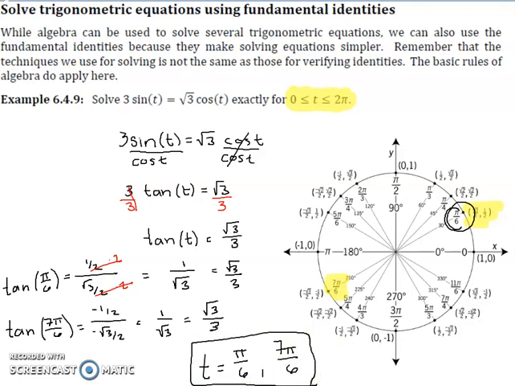Now we might be a little bit concerned about the fact that there are two other places where I have a sine of 1/2 and a cosine of square root 3 over 2. So you might see that relationship here. However, my cosine value is negative and my sine value is positive, which means that when I take the ratio of these two, I would in fact get a negative square root 3 over 3. But I'm looking for a positive square root 3 over 3, which is why I only have answers in the first and the third quadrants.